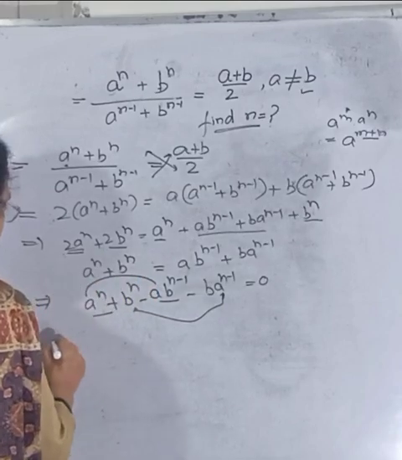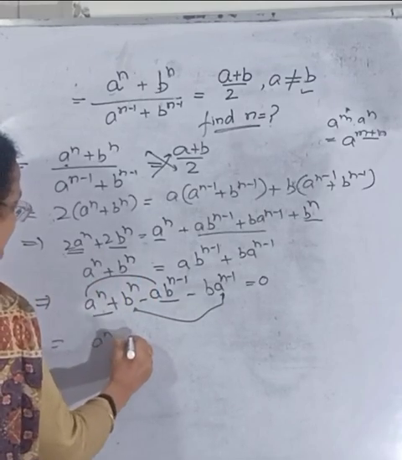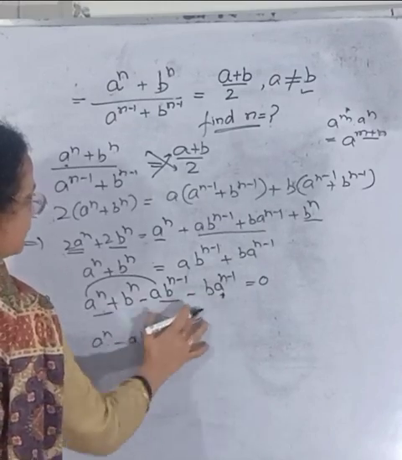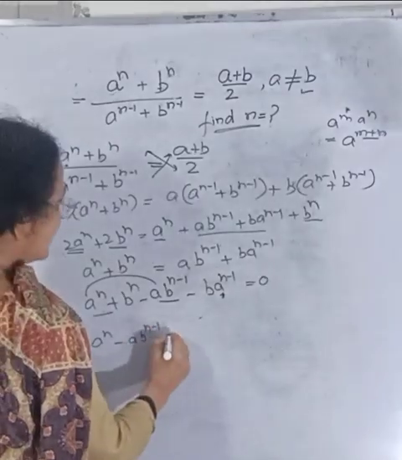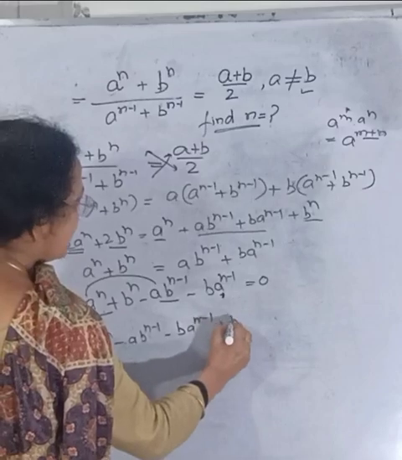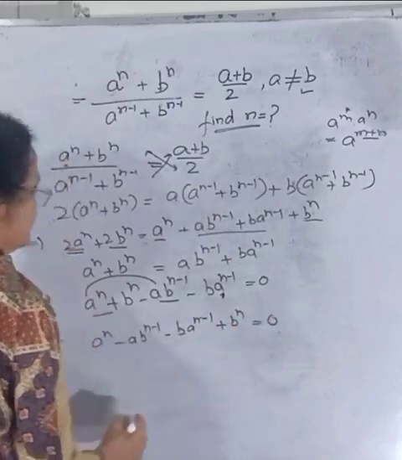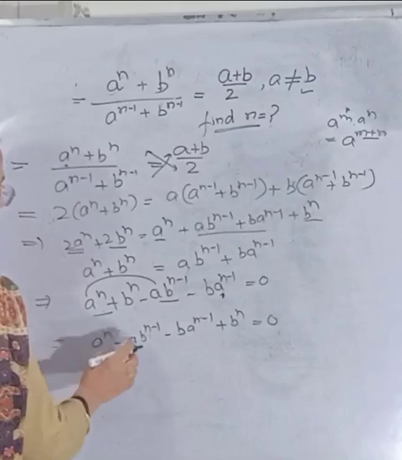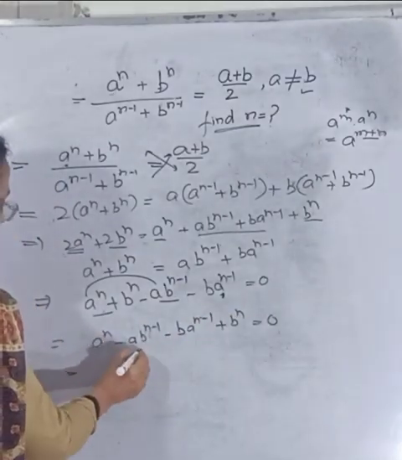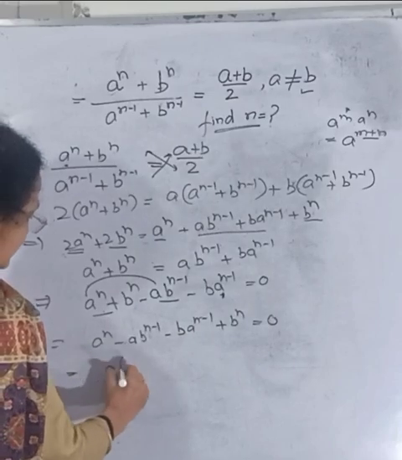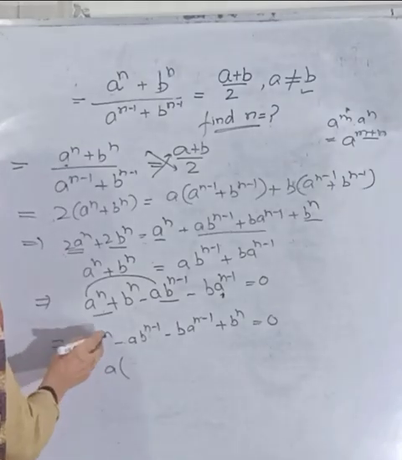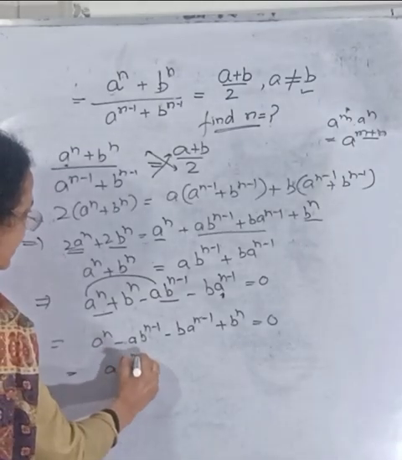Pairing this, it can be written as a to the power n minus a into b to the power n minus 1 plus, minus b into a to the power n minus 1 plus b to the power n is equal to 0. Now we can take a common in between them. Inside the bracket, having taken only a single a common, it will remain a to the power n minus 1.